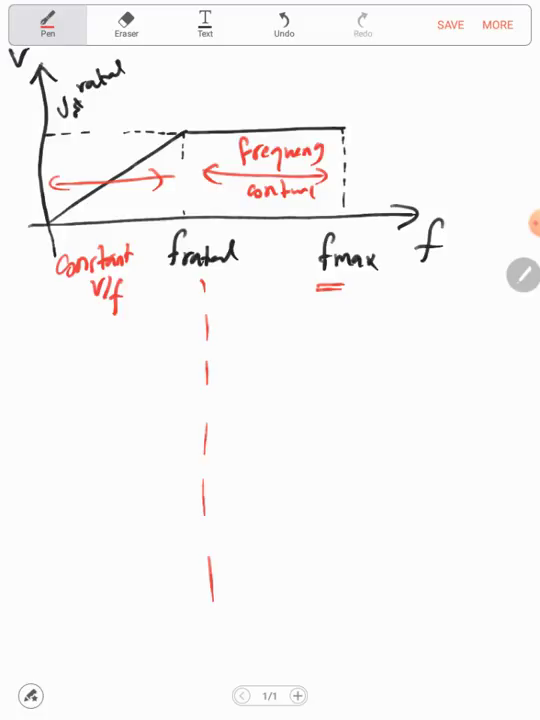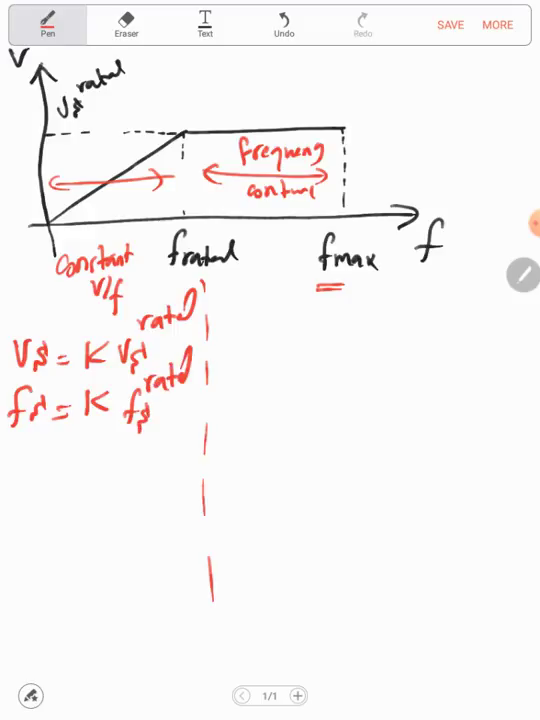Now in the constant V over F control we have Vs equal to K Vs rated, and we have the frequency Fs equal to K Fs rated. So the ratio between Vs and Fs all the time will be constant.